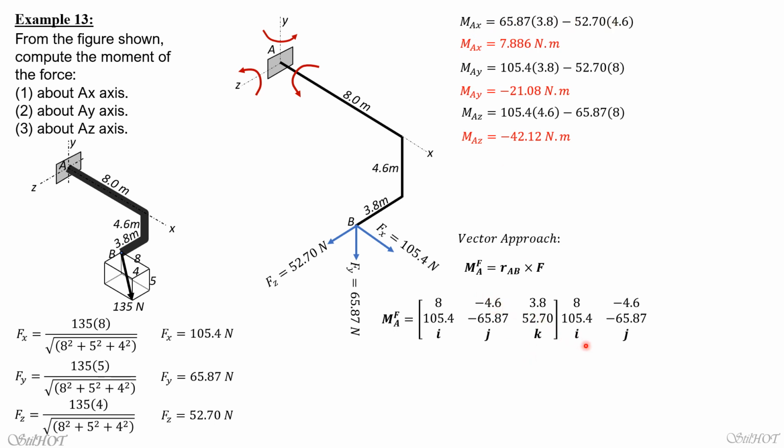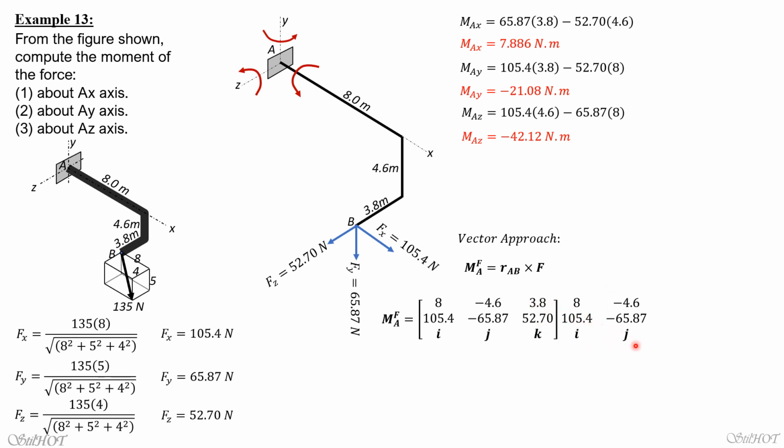Let's check if these terms are in these terms here. So we have 52.7 times negative 4.6, or negative 52.7 times 4.6i, which is negative. This is the positive direction, so positive of 52.7 times negative 4.6 is negative. This is the negative direction, so negative of negative 65.87 times 3.8 becomes positive. Therefore, the MAx, or the x component of moment about A, is the same as 7.886.